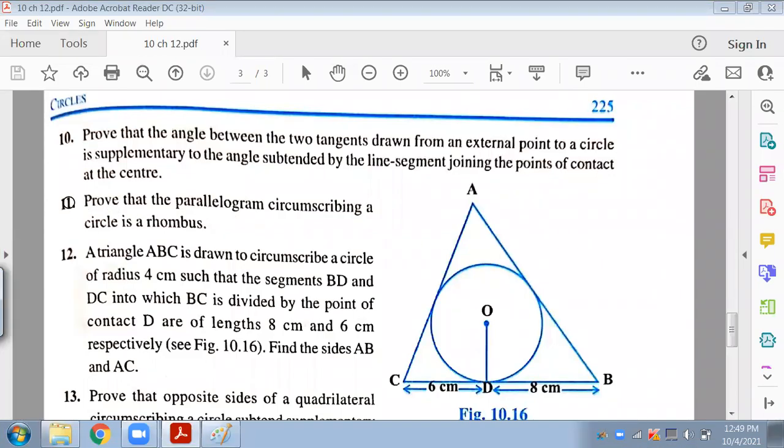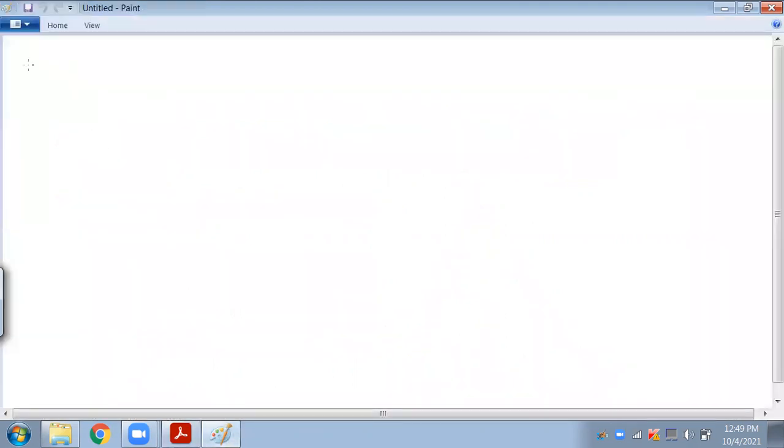Today we are going to see question number 11 from 10.2. The question is: prove that the parallelogram circumscribing a circle is a rhombus. You have to prove that a parallelogram circumscribing a circle is a rhombus. So let's take it.